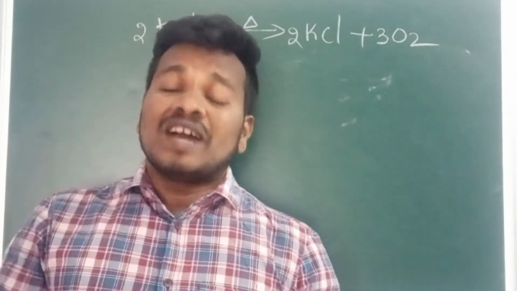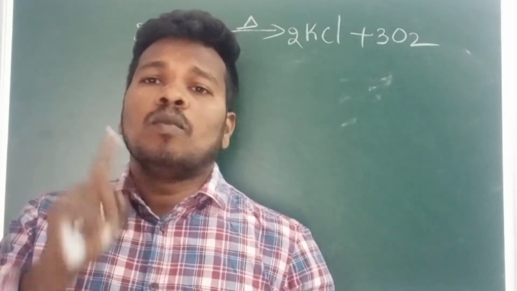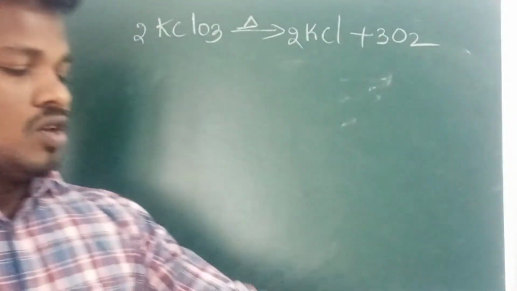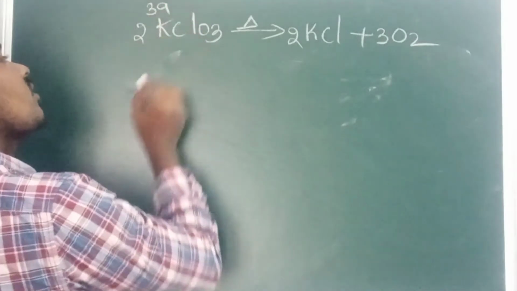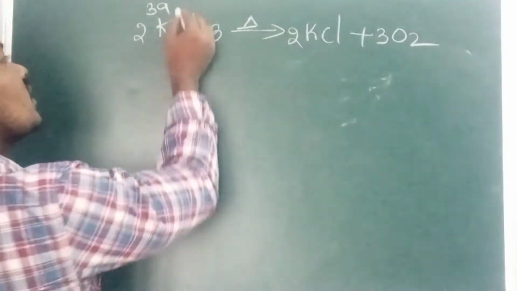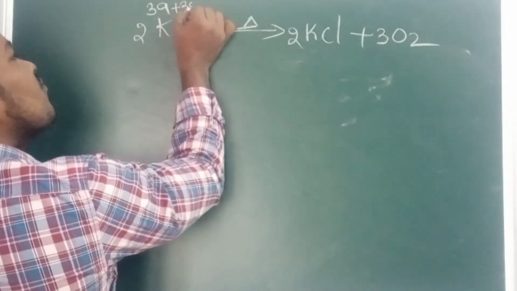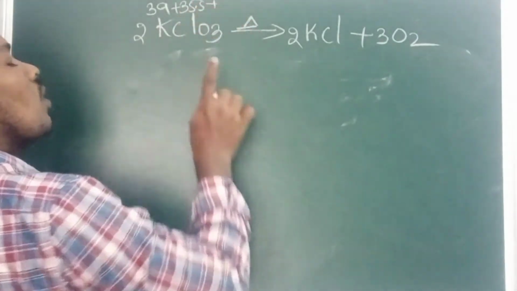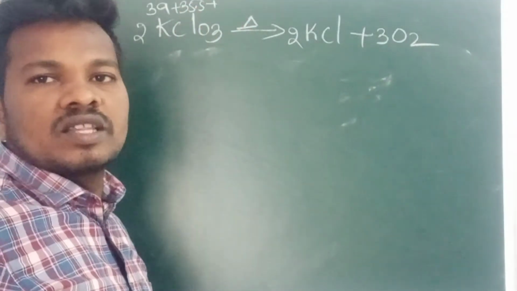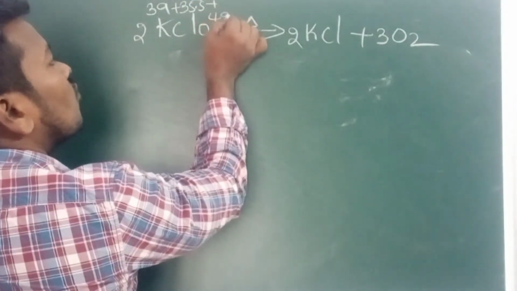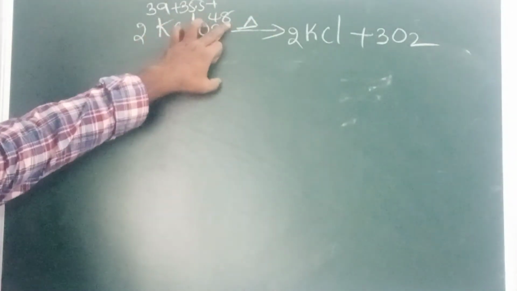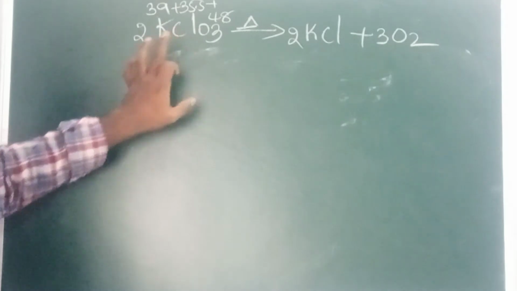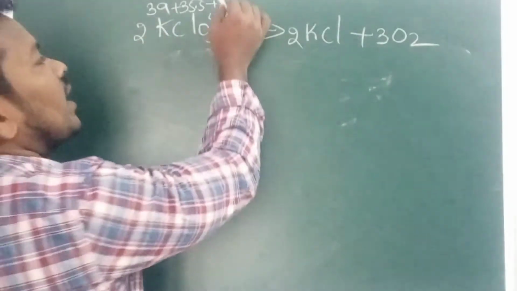Next, we have to find out the molecular mass. Potassium molecular mass is 39. Chlorine is 35.5. One oxygen is 16, and 3 oxygens make 48. So 39 plus 35.5 plus 48 comes to 122.5.